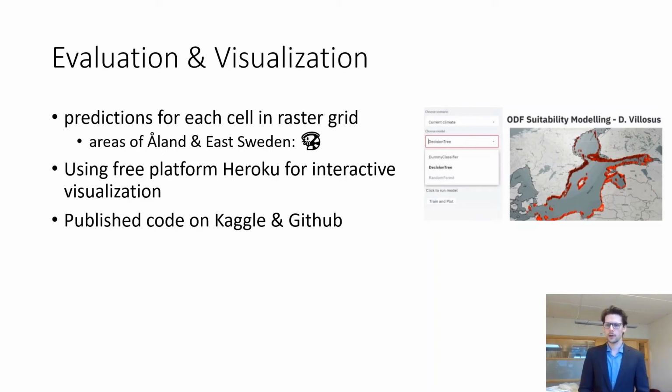We used the free platform Heroku to create this visualization you see on the right side. That has become very useful for people to understand what the model does. And we published all the code on Kaggle and GitHub.